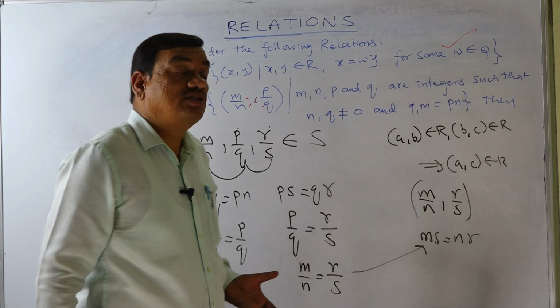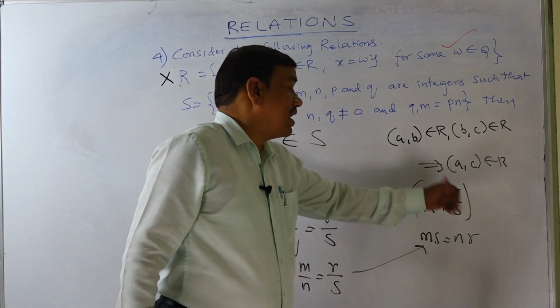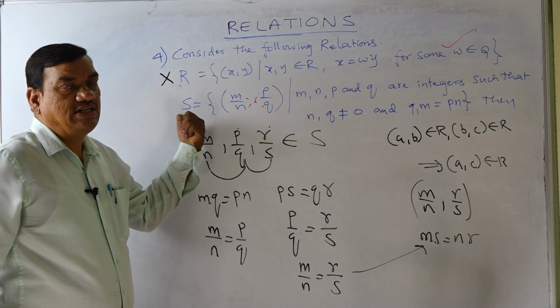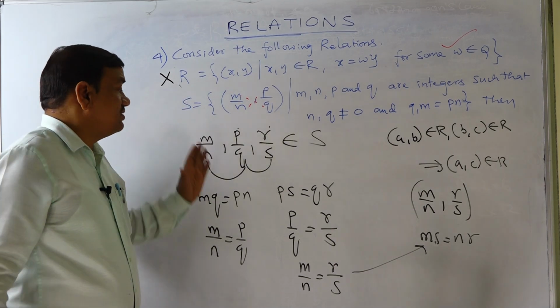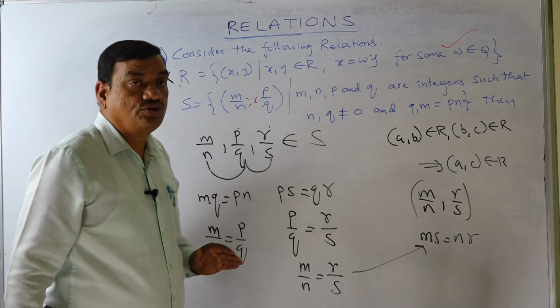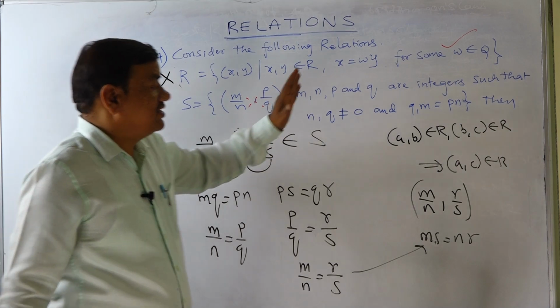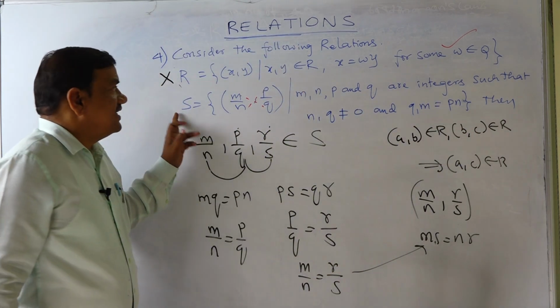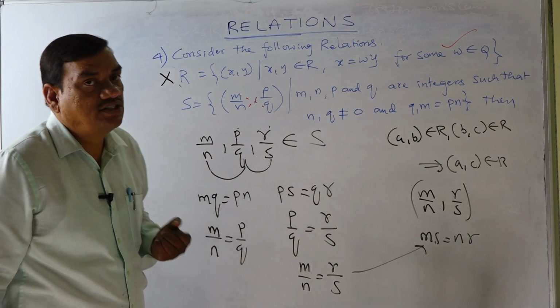MS is equal to NR means what? M by N comma R by S belongs to S. Understand this? Okay? Right. That means what? A comma B belongs to S, B comma C belongs to S. Automatically, A comma C also belongs to S. Then we can say that the set S satisfies transitive property.